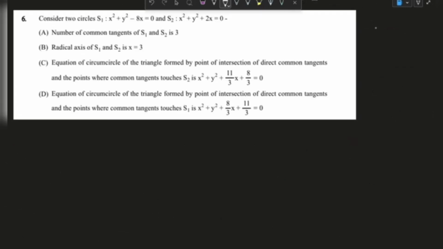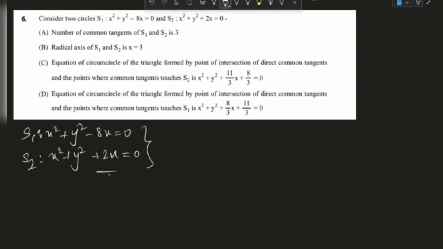So here is our next question from coordinate geometry. Basically, this is on radical axis and number of common tangents. This is an easy question. You can try it out if you want. So I will start off. Our first circle is x squared plus y squared minus 8x equal to 0, and our second circle is x squared plus y squared plus 2x equal to 0.